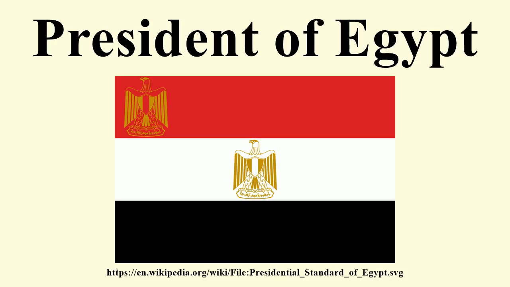History. The first president of Egypt was Mohammed Naguib, one of the leaders of the Egyptian Revolution of 1952. He took office on 18 June 1953, the day on which the constitutional monarchy of Egypt was overthrown.